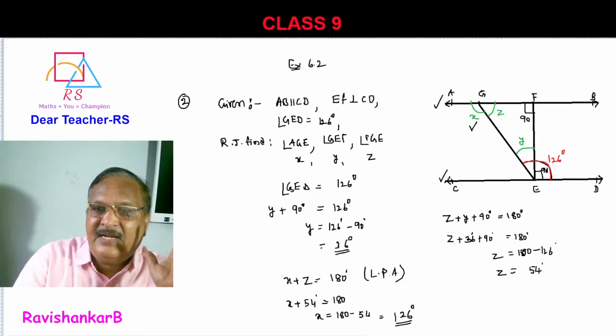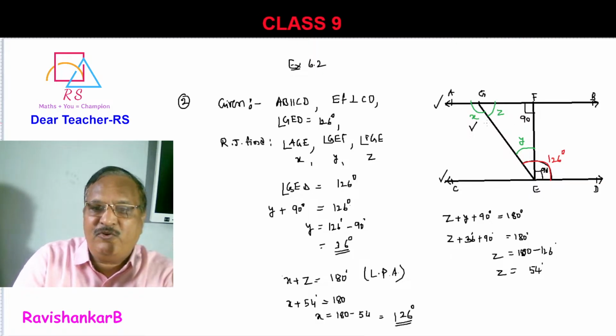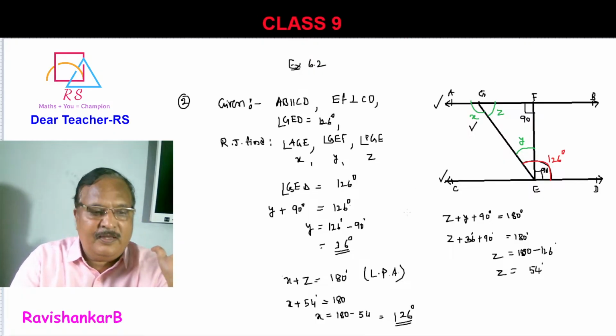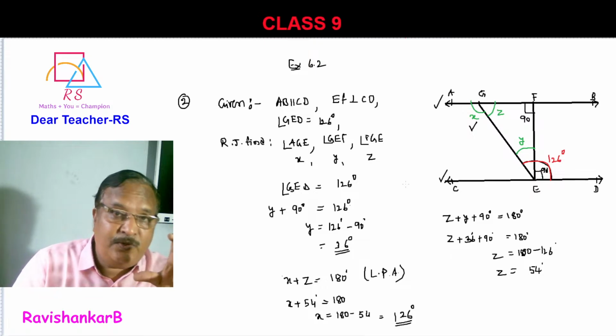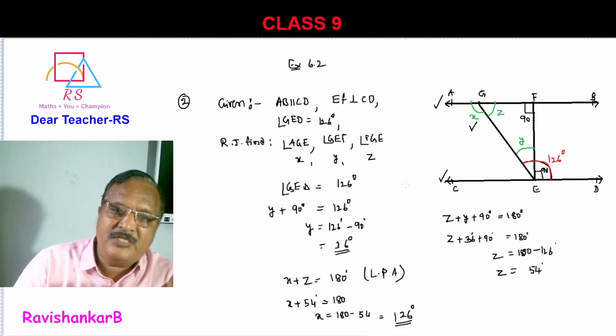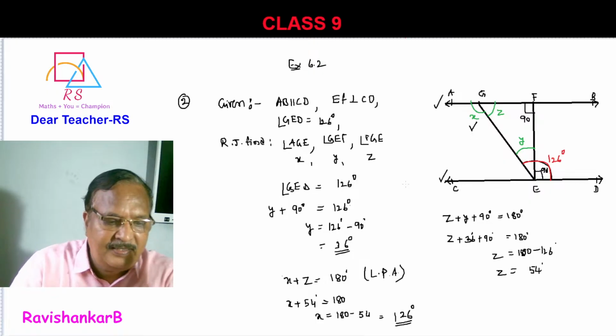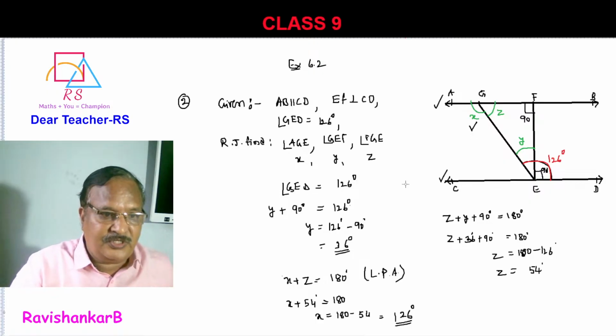After that z you are going to get, and z plus 126 is equal to 180. So z you will be getting, and from that you will be getting y. So you can use any method, because I told you, try to do this problem in a different method. Let me go to another question.